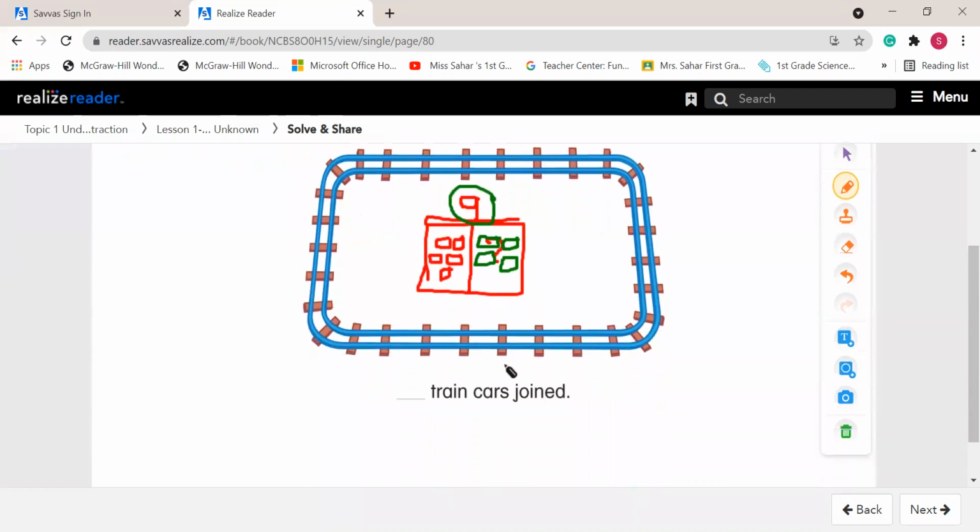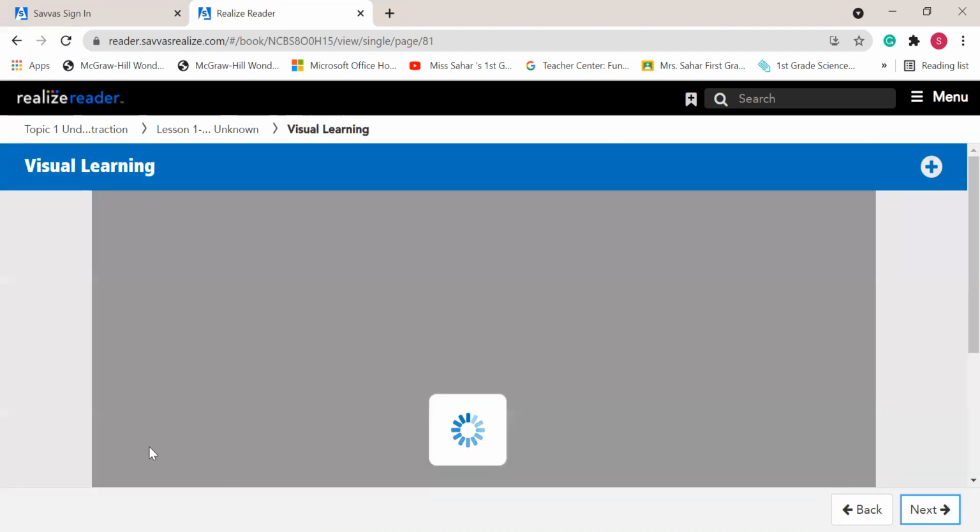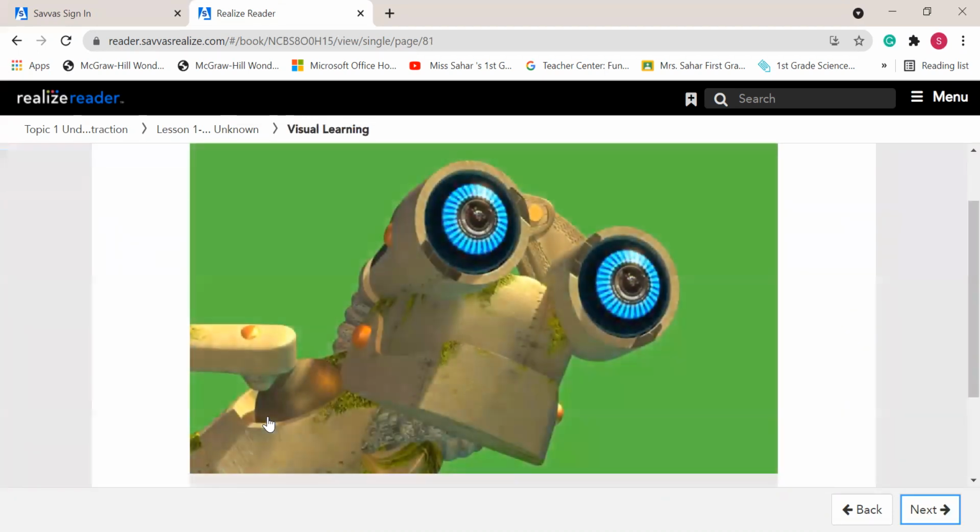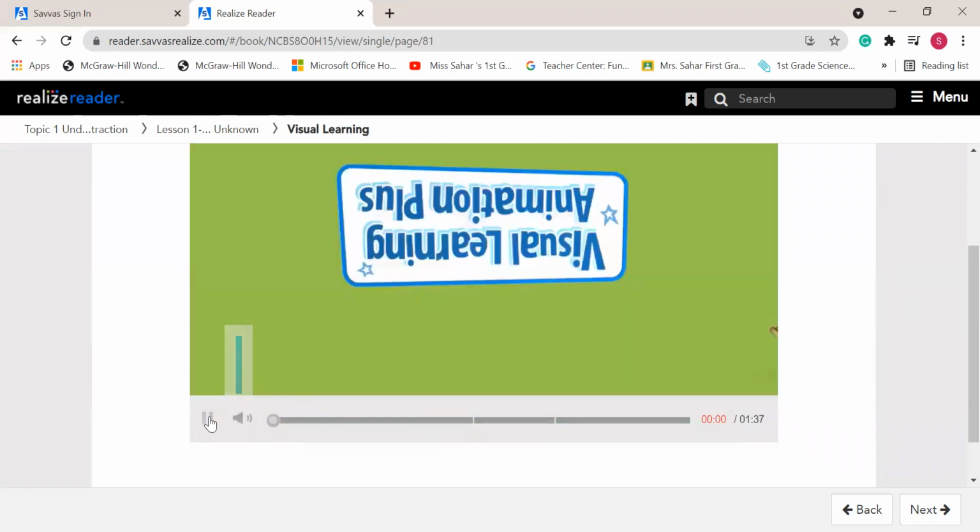So let's write this down. So the total cars that joined, how many did we count here? 4. So 4 train cars joined the old ones. Okay, let's watch our video.